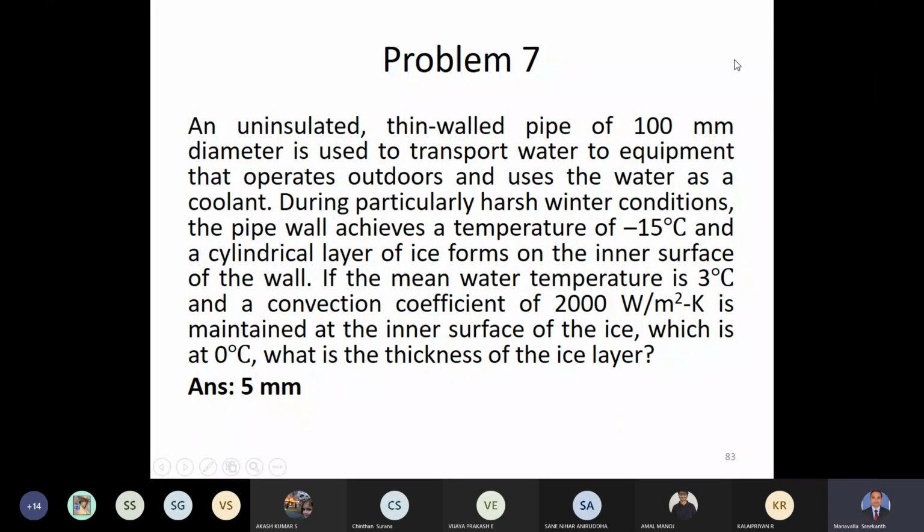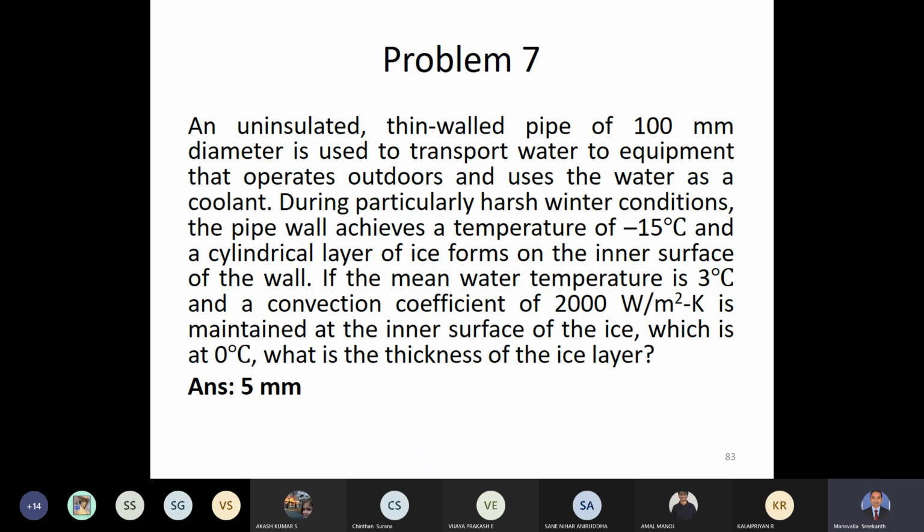This is the problem statement we have seen yesterday. There's a thin-walled, uninsulated pipe of 100 millimeter diameter used to transport water to equipment that operates outdoors and uses the water as a coolant. So this pipe carries water, and in particularly harsh winter conditions, the outside wall of the pipe has achieved minus 15 degrees Celsius. And inside, water is flowing, which means that the temperature is above 0 degrees Celsius.